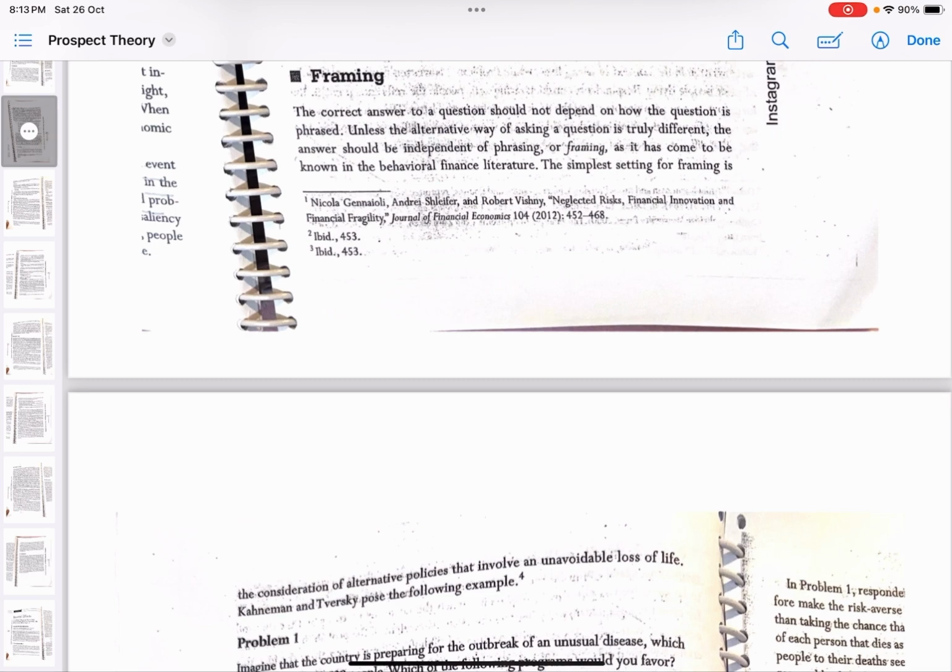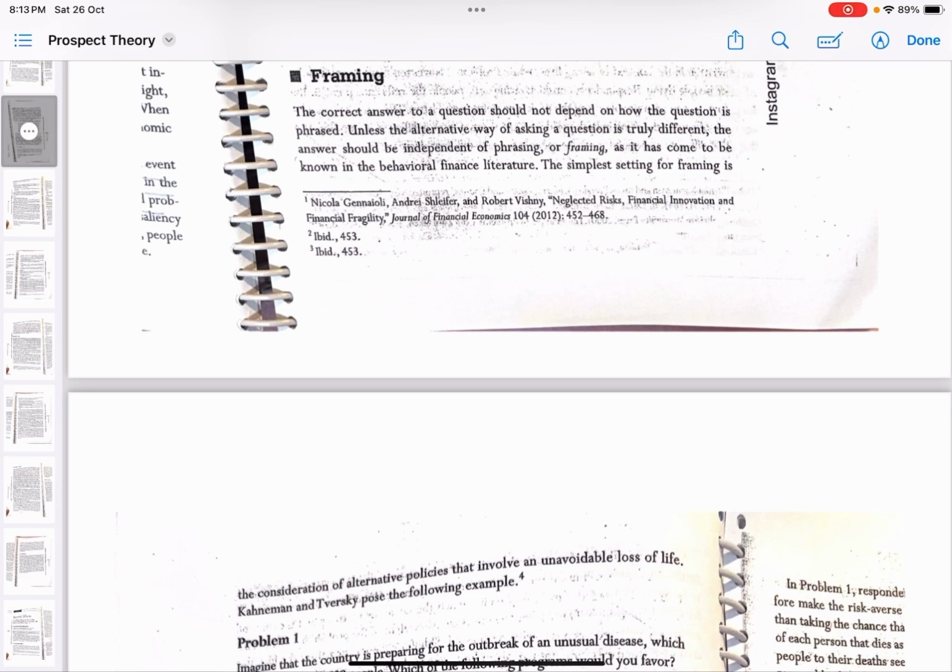What is framing? The correct answer to a question should not depend on how the question is phrased unless the alternative way of asking the question is truly different. The answer should be independent of phrasing or framing, as it has come to be known in behavioral finance. So framing is basically that no matter how a particular situation is framed, if I just change the sentence formation or the way a situation is depicted, that shouldn't affect my decision making. My decision should be the same no matter in what form that situation occurs.